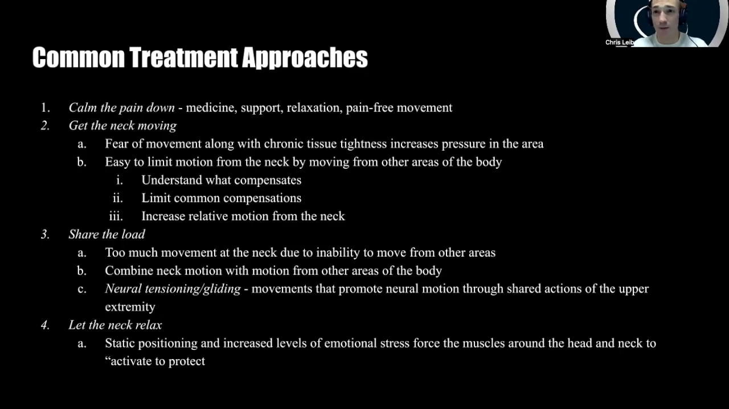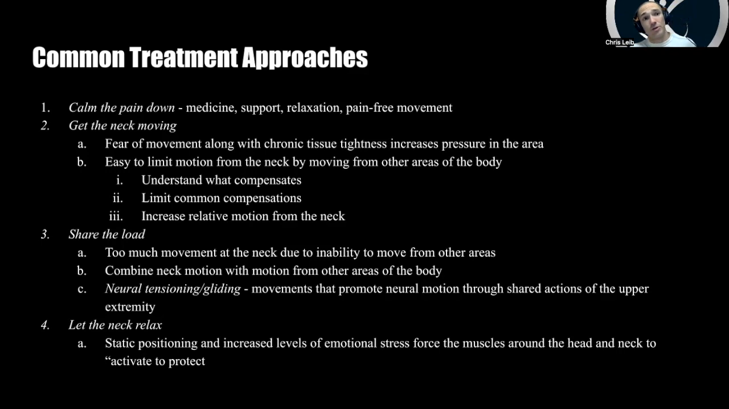And before you know it, that becomes almost normal. And what happens is that you start to lose the actual joint motion that you have in your neck. So you get this chronic tissue tightness, and then you get this fear of movement on top of it. And then that leads to compensations that constantly keep limiting the neck motion. So what we have to do is understand what compensates, where we compensate from. We've got to limit those common compensations. And then this will increase the relative motion in our neck compared to, say, moving from the shoulders too much or moving from the thoracic spine too much.